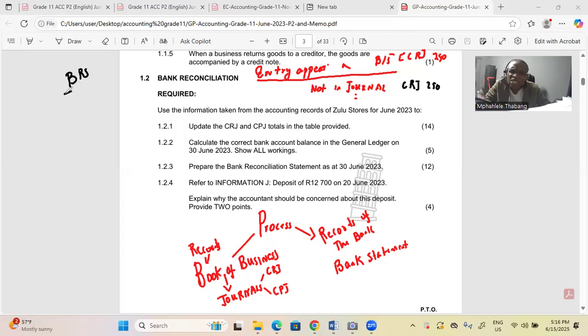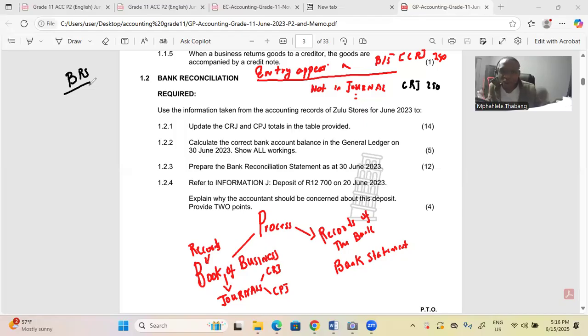So all the mistakes that the bank does are going to be rectified in the bank reconciliation statement. And all the mistakes that the business does by not recording in the journal, maybe the bookkeeper mistakenly did not record in the CRJ, those mistakes we are going to update in our journals. So the mistakes of the business are updated in the journals. The mistakes of the bank will be updated in the bank reconciliation statement. So this bank reconciliation statement is very simple, guys. You have to use it to pass your paper 2 accounting.